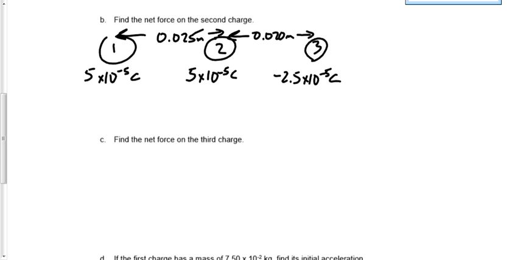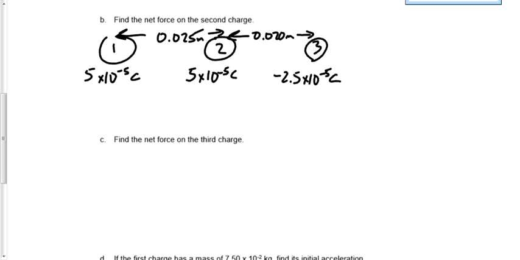Draw a free body diagram. Show me the forces acting. Now, on number 2, we have 2 forces acting on number 2. Number 1 acts on number 2, and number 3 acts on number 2. You got to treat them independently of one another. So 1 acts on number 2, 3 is not even there. 3 acts on number 2, 1's not even there. Let's pretend 3 is not there. 1 and 2 are both positive.